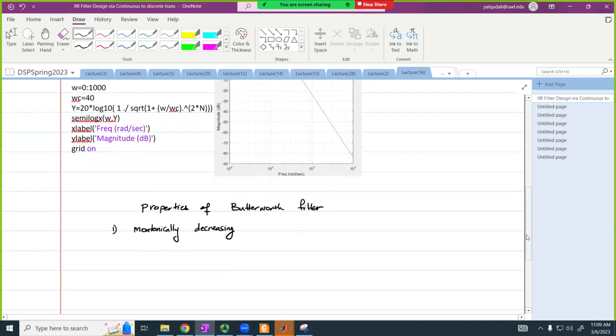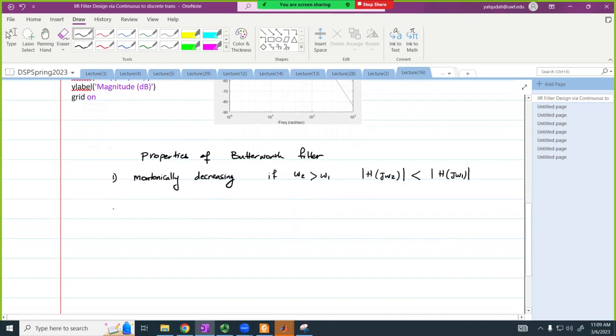So this means if omega 2 is greater than omega 1, then the frequency response at j omega 2 is going to be less than the frequency response at j omega 1. This might look strange, but later on when we look at the Chebyshev filter, it has ripples. So you could have a frequency that is higher, and the gain at that frequency is larger.